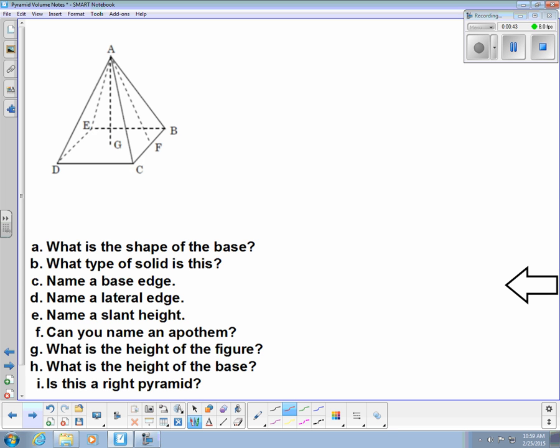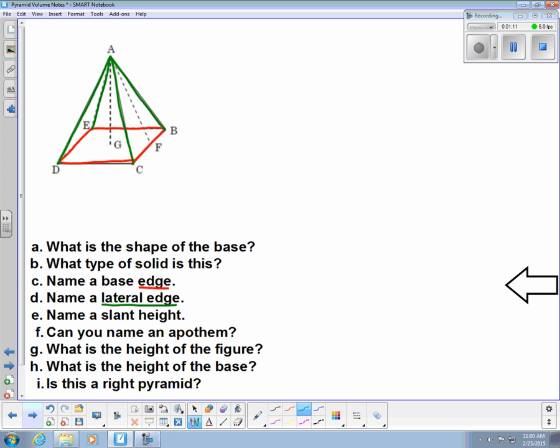Then name the base edges. Base edges, we're going to do those in red here. So these are the base edges. They are where the base is, and they are the segments that make the base. We'll name a lateral edge. A lateral edge we're going to do in green. Lateral edges are where lateral faces meet, and we know that from our first video on polyhedrons. These are the lateral faces here, or lateral edges.